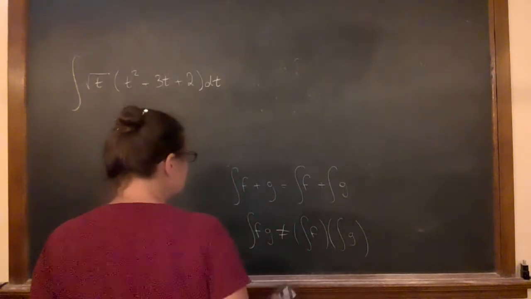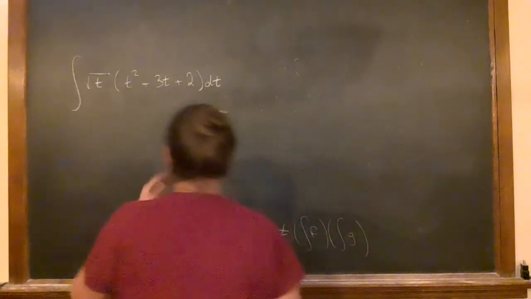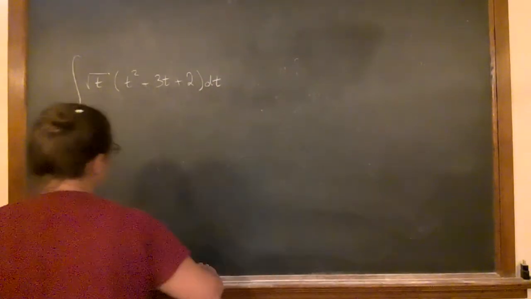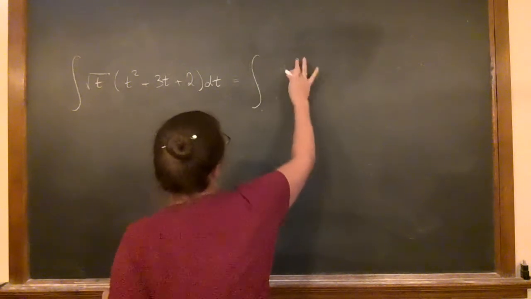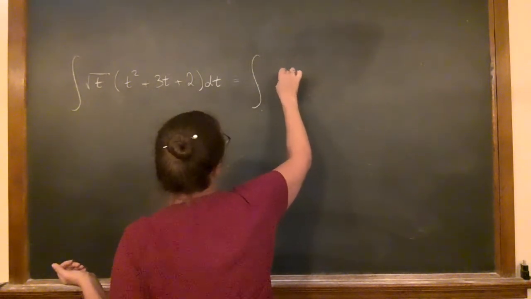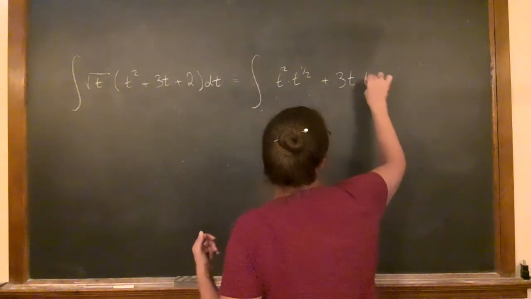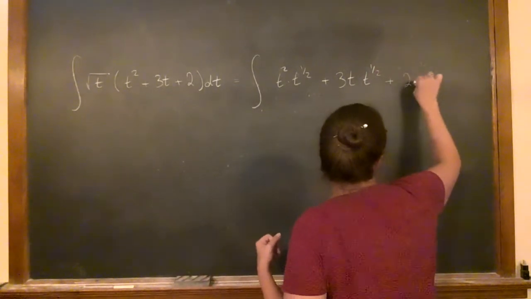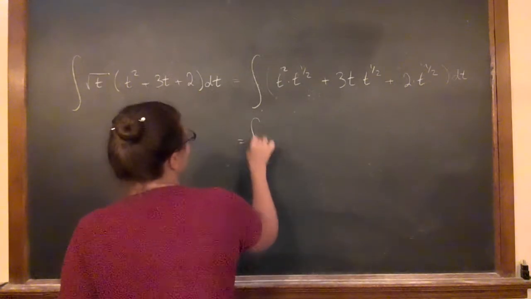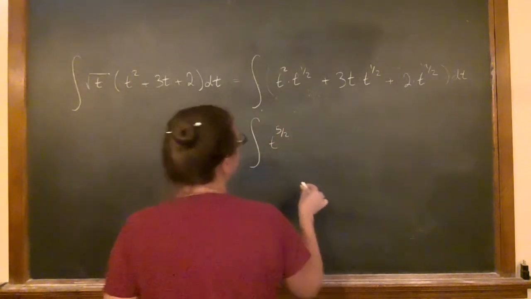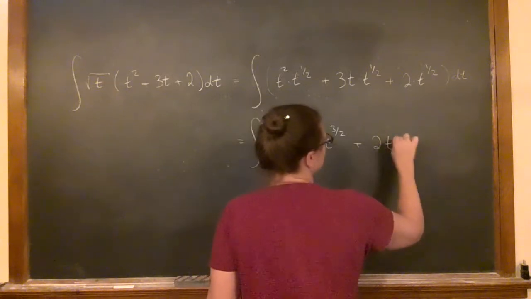It's an important technique because you're going to end up using it all the time when we get there. But it is sort of a bit of a pain. So for something like this, you definitely don't want to think about it that way. You want to just multiply this whole thing out. So what do I have? t squared times t to the 1/2. I'm just going to write it because otherwise I'll mess it up. Plus 3t times t to the 1/2, plus 2 times t to the 1/2, right? And then we add exponents. So this is going to be the integral of t to the 5/2 plus 3t to the 3/2 plus 2t to the 1/2.